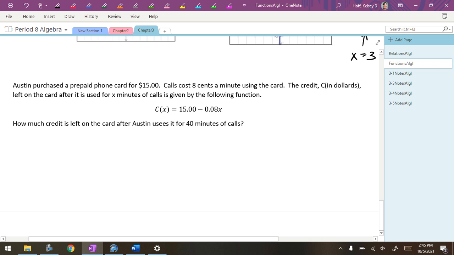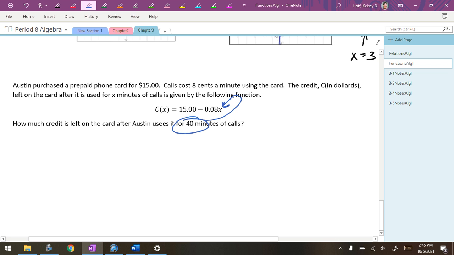I want to know how much credit is left on the card after Austin uses it for 40 minutes of calls. How can I figure out how much is left on the card if he makes a 40-minute phone call? Jackson? Substitute that the x for 40 and take 0.08 times 40. Very good. Main thing to start on this is just understanding that 40 is what x stands for, minutes.